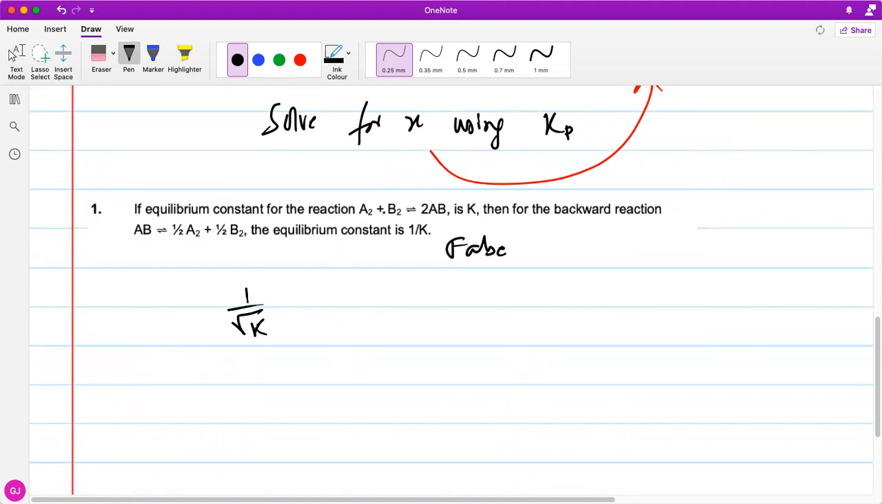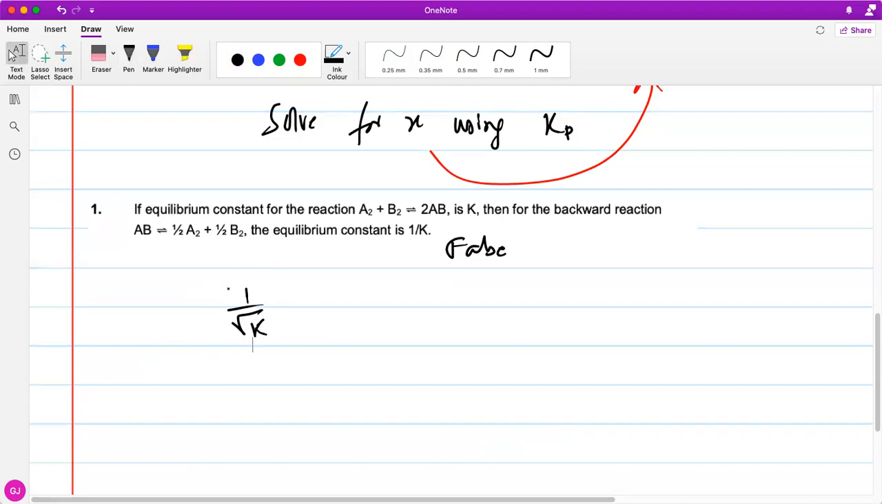So we have reversed the equation. As a consequence, the K becomes reciprocal, K raised to the power of -1. And of course, we have also divided by 2. The entire equation has been divided by 2, so raised to the power of 1 by 2 also goes into the power of K.